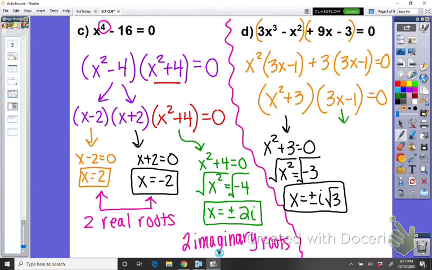Then I need to set 3x minus 1 equal to 0 and solve. So add the 1 over. You get 3x equals 1. Divide both sides by a 3. So you get x as a third.